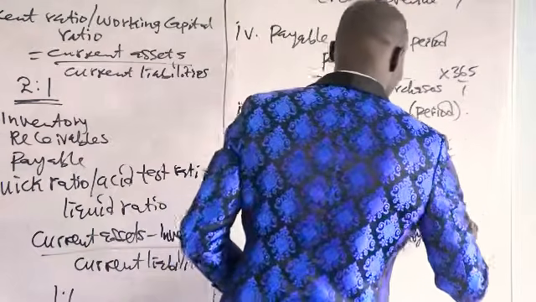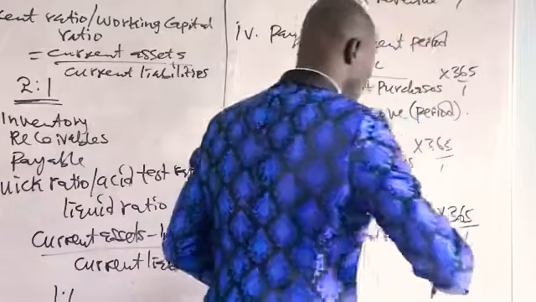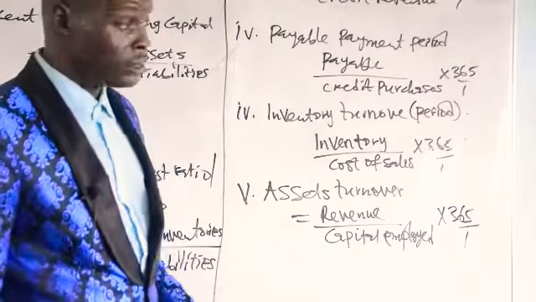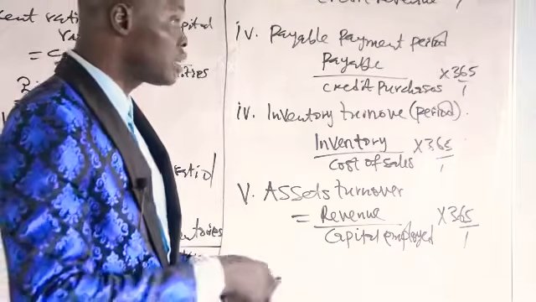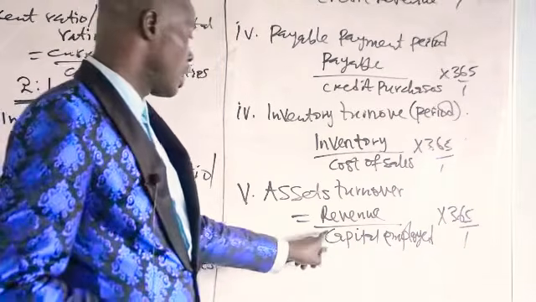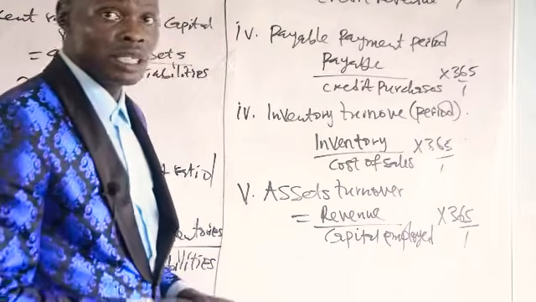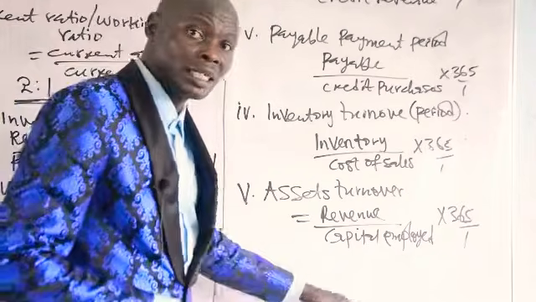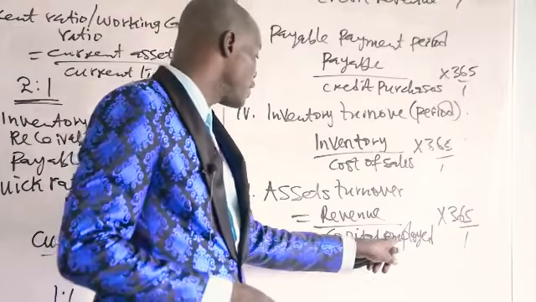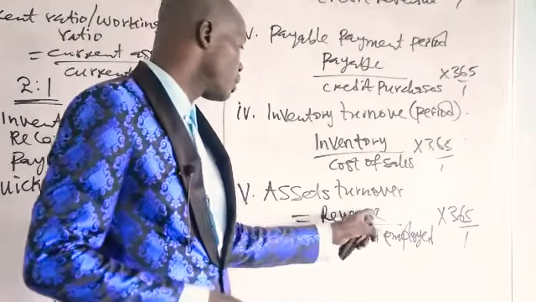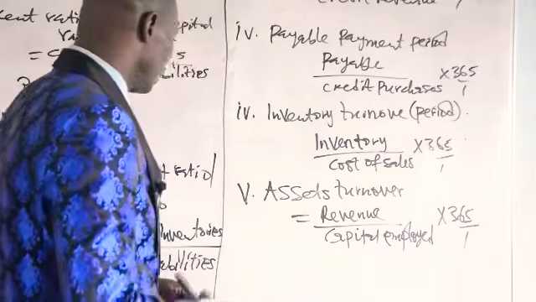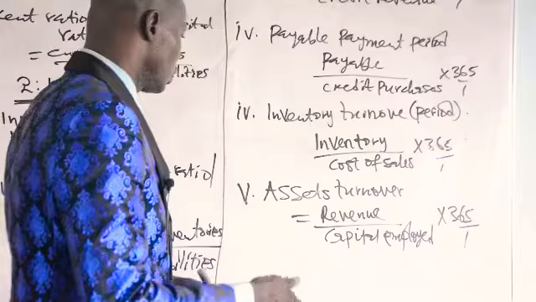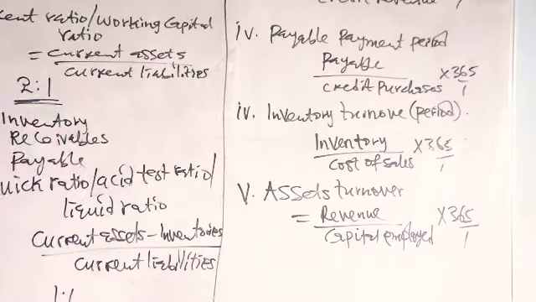So how frequently do you utilize your assets? If your assets are efficiently utilized, your asset turnover will be high if they are frequently used. So it indicates how frequently your assets are being turned over.